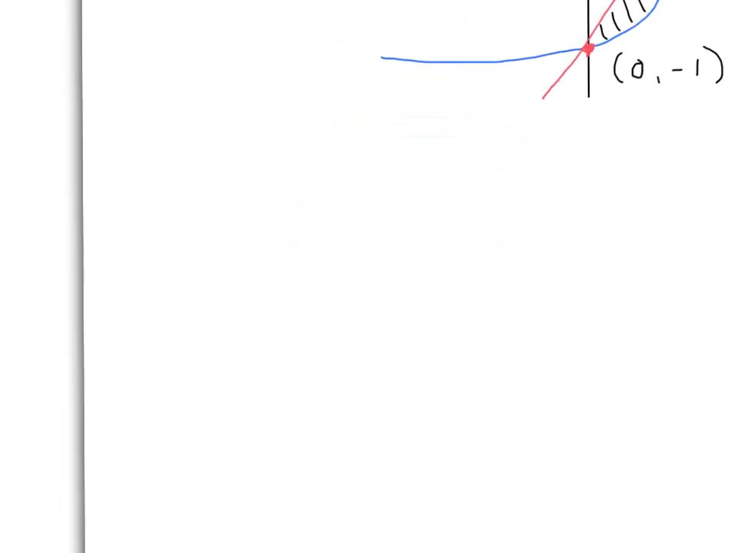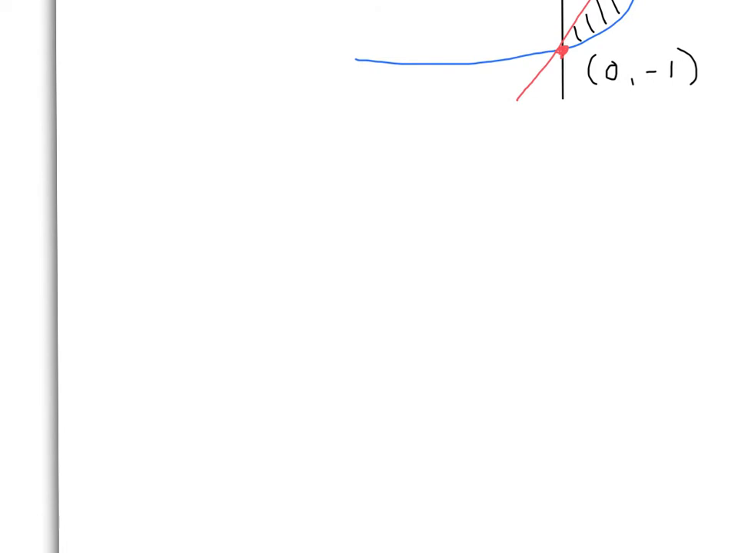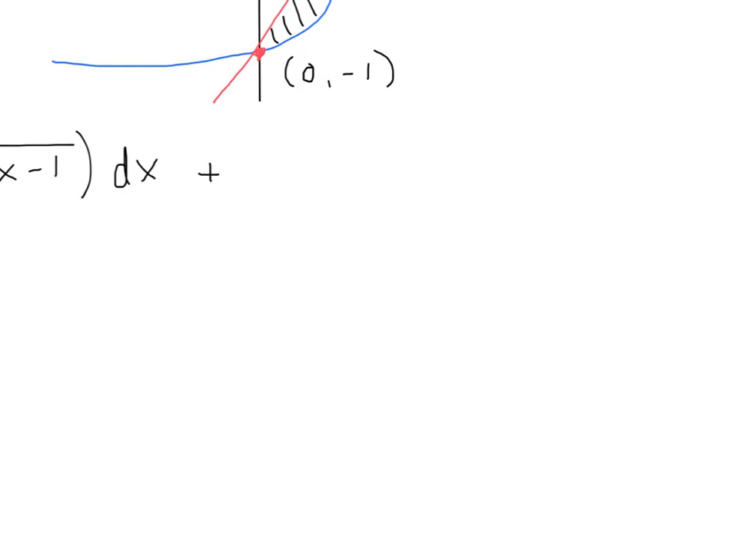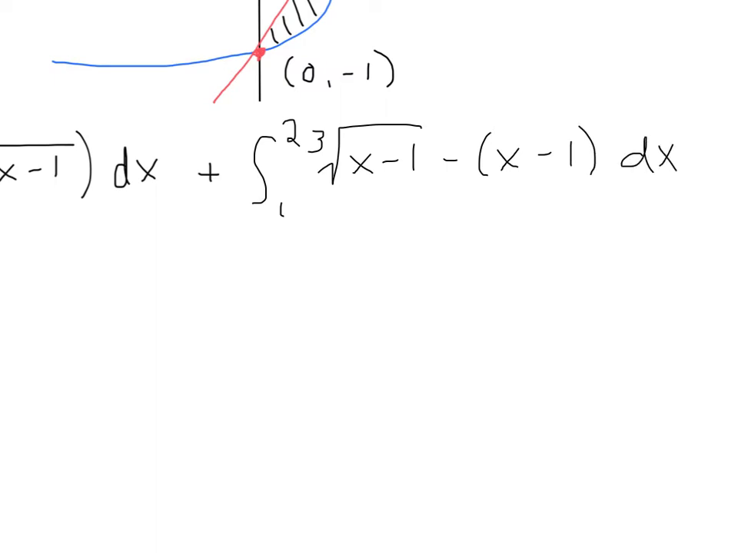So our first area is going to take us from x equals 0 to x equals 1. In this case, our line is on top, and we subtract the bottom curve, which is our cube root function. And then we will add that to the total area enclosed from the second piece. So we'll go from 1 to 2, and now our cube root function is on top, and we will subtract the line. I'll just throw the dx out here.